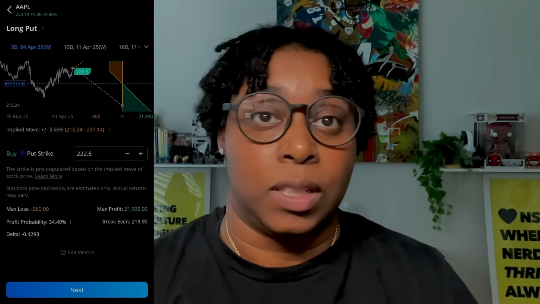Now, you see where it says max loss, $260. That is the premium that you will pay to enter into this particular strike for a 3-day expiration. Now you may say, I don't have $260 to get into it, or I don't want to put $260. I'm new to it and I don't want to risk too much. Let's say you only have $50. You're going to have to go and find a strike price that only costs you $50 to enter.